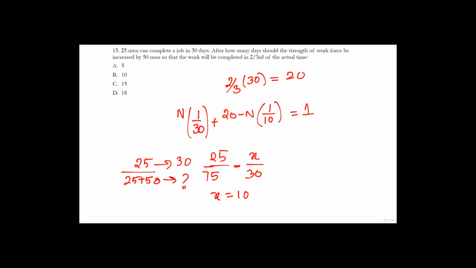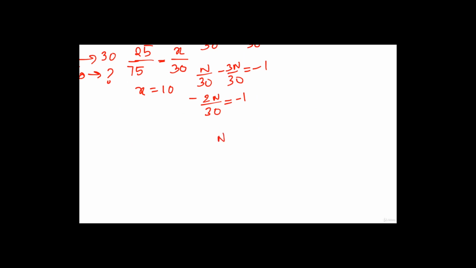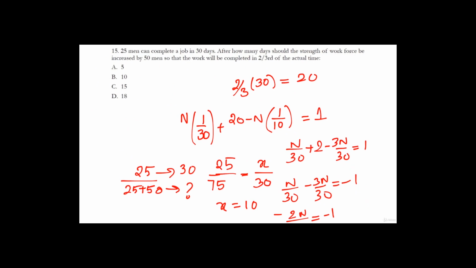So n by 30 plus 20 by 10 minus n by 10, which is 2 minus n by 10, can be written as minus 3n by 30, is equal to 1. n by 30 minus 3n by 30 is equal to minus 1, which is minus 2n by 30 is equal to minus 1. So when we solve this particular thing, we get n is equal to minus 30 divided by minus 2, which is 15. So after 15 days, we should have extra 50 men, so that the work will be completed in 20 days, which is 2/3 of the actual time that was calculated.